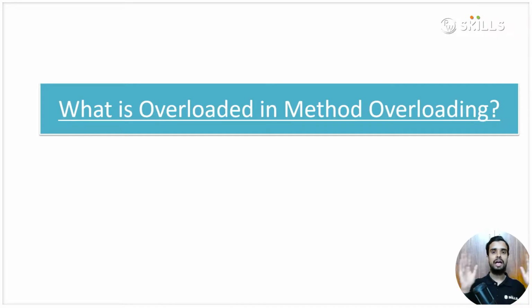Tell me, in that Ramu scenario, was Ramu overloaded with multiple jobs? 100% no. What was overloaded there? Only the name of the person, Ramu. And now, when you say in method overloading, methods are overloaded, that means one single method would be performing multiple different activities. That is not the case here. So, what is the right answer to this question, sir? In method overloading, it is only the method names that are overloaded, not the methods.